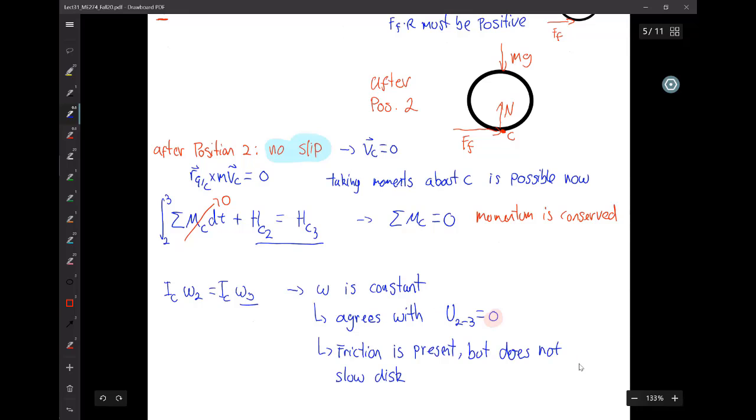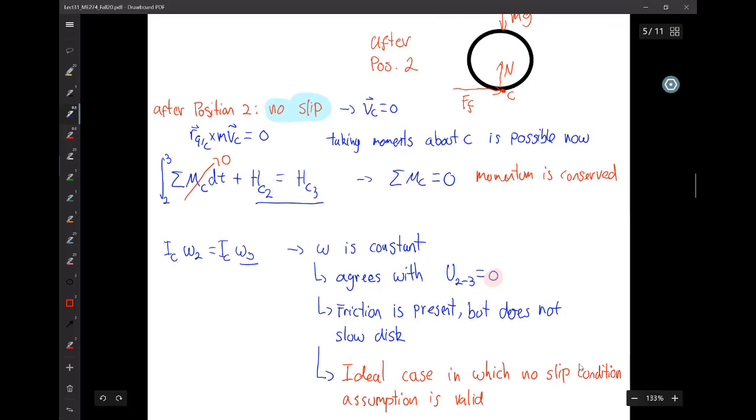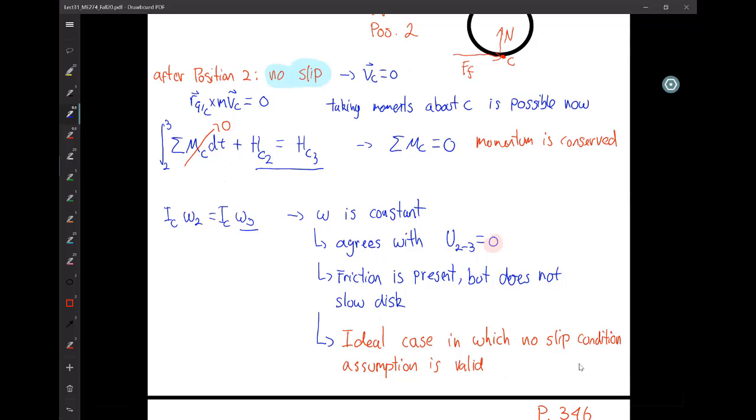So friction is present, but it does not slow our disk. And then, of course, you're already thinking, this cannot be. Well, it is an idealized situation, of course. There is no way that without any source of energy, something can keep rolling with the same speed in perpetuum. That would violate our physical understanding of the world. But under the no-slip model, it is possible.